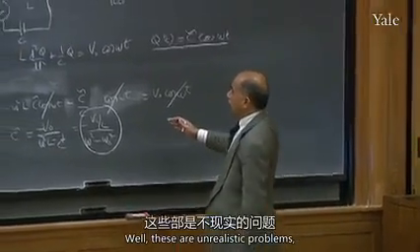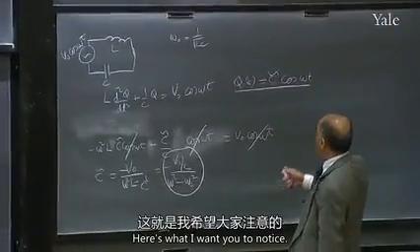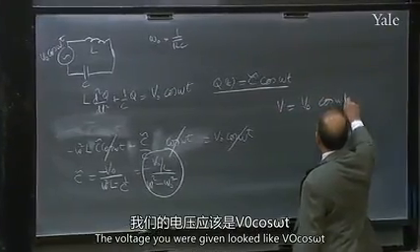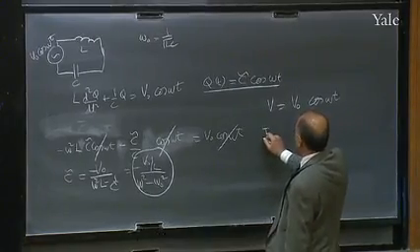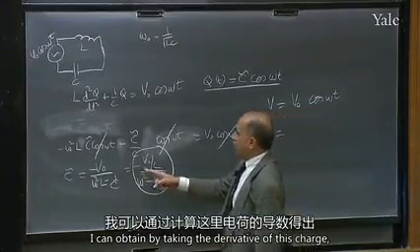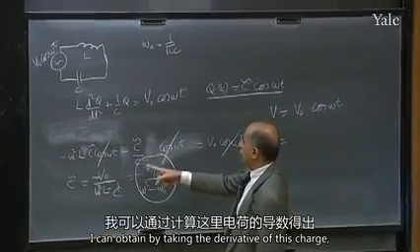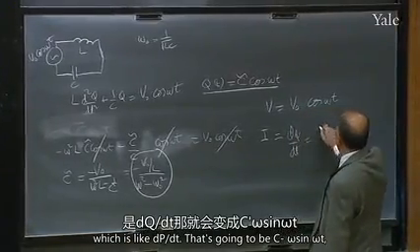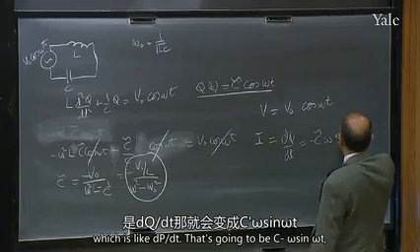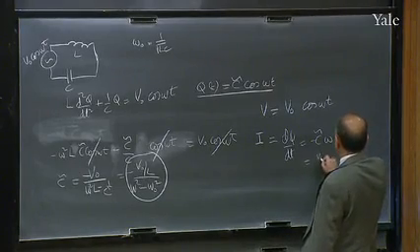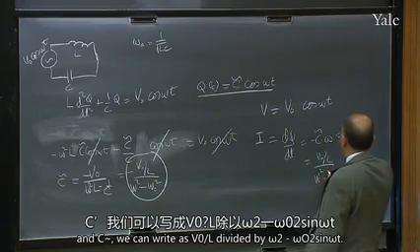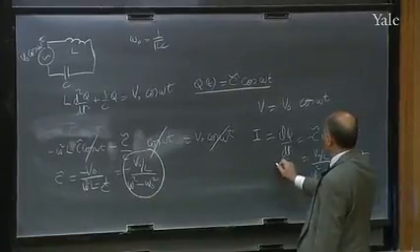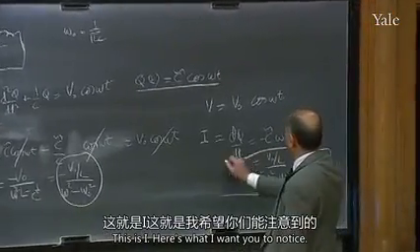Well, these are unrealistic problems, but I want you to notice one thing. Here's what I want you to notice. The voltage you were given looked like V0 cosine omega t, and the current that you got, I can obtain by taking the derivative of this charge, which is dq dt. That's going to be C twiddle omega sine omega t. And C twiddle, we can write as V naught over L divided by omega square minus omega naught square, times sine omega t. This is I. Here's what I want you to notice.